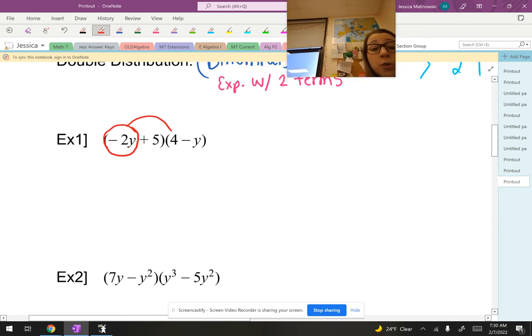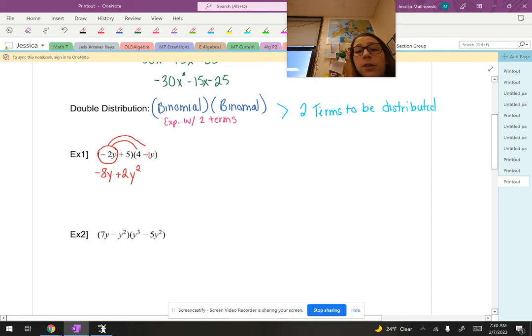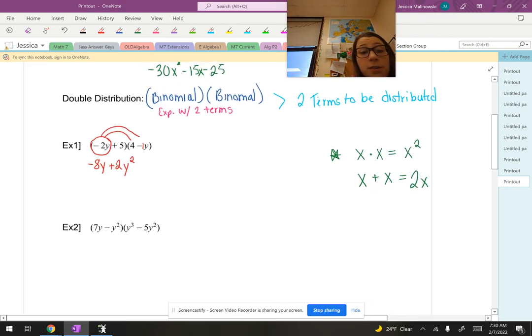So -2 times 4 is going to turn into a -8y. And -2y times a -y is going to turn into a positive. 2 times 1 is 2, and y times y is y squared. Let's do a quick little reminder of that because we still confuse that all the time. So remember that x times x is x squared, and x plus x is 2x. Two very, very different things.